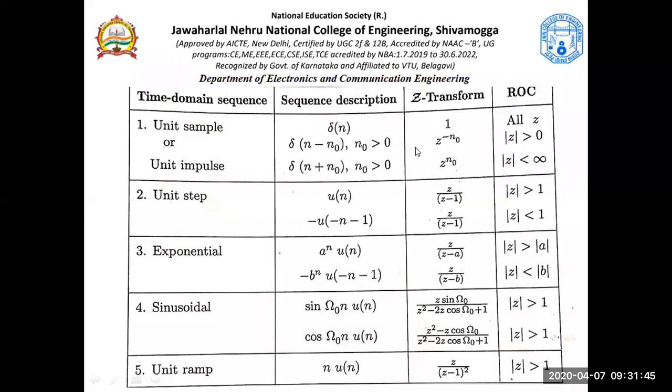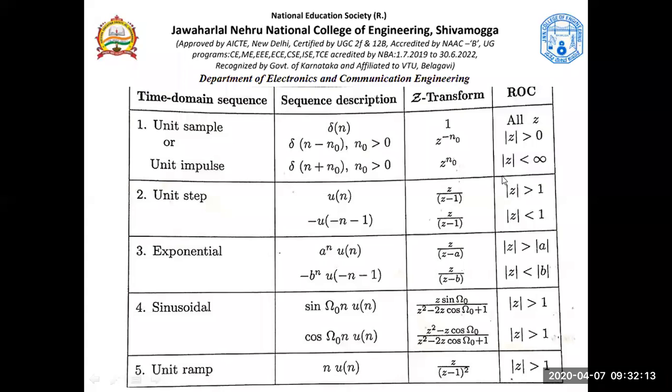Okay, how to find the Z transform, how to find the ROC. Unit step: we have positive time unit step and negative time unit step. It's both z by z minus 1, only for positive as well as negative unit step. But where is the difference? The difference is in the ROC. Here, ROC is outside the circle with radius 1. Here, ROC is inside the circle with radius 1.